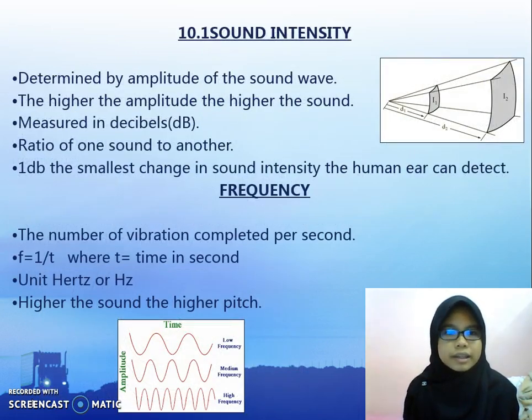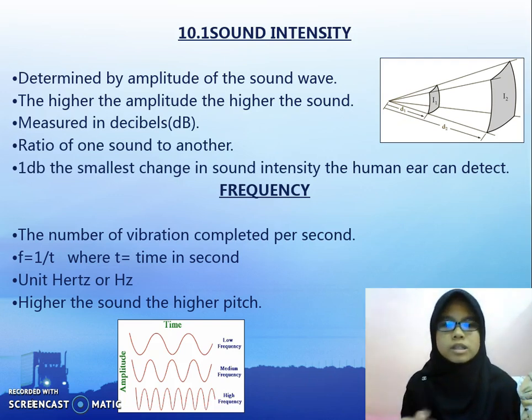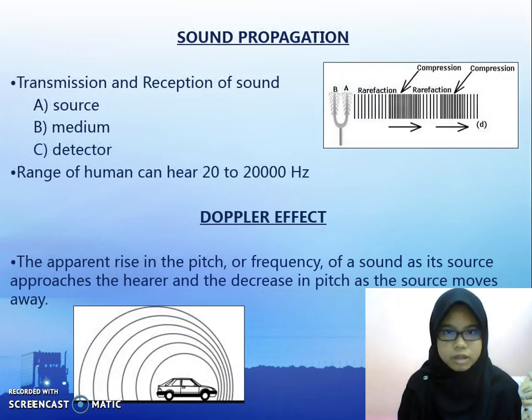Sound intensity is determined by the amplitude of the sound wave. The higher the amplitude, the louder the sound, and it is measured in decibels. Frequency is the number of vibrations completed per second. Frequency equals 1 over time, where time is in seconds. The unit is hertz.